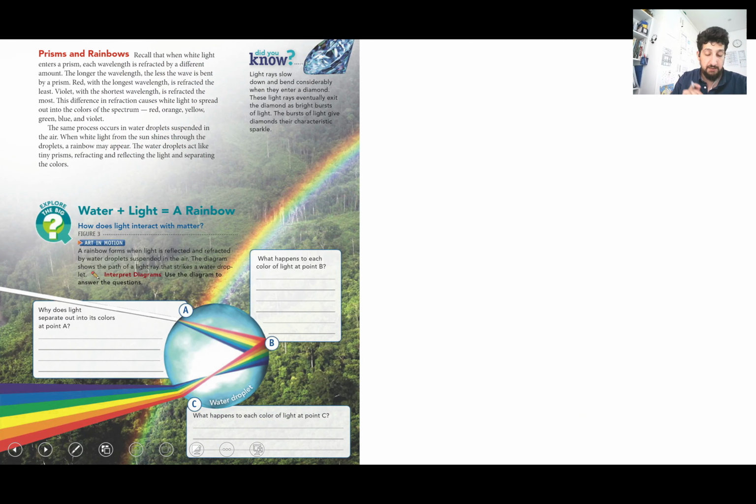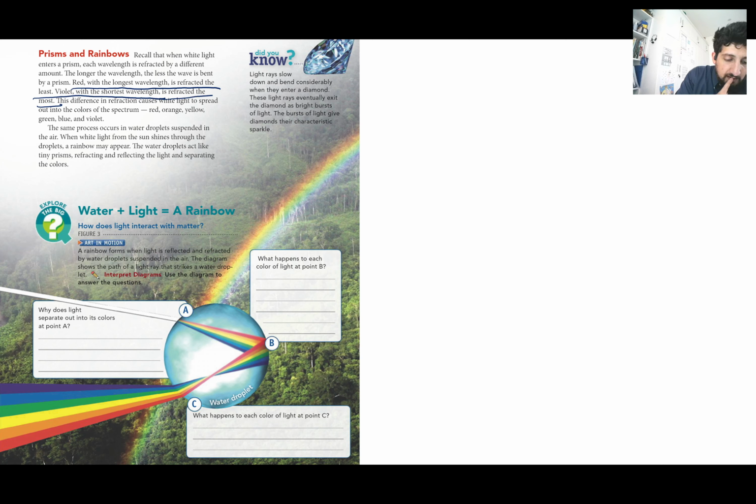Okay, let's look at the next page here. Ooh, that's lovely. Prisms and rainbows. Back to the rainbows. Recall that when white light enters a prism, what happens? Each wavelength is refracted by a different amount, which means each wavelength of light, each color, will be bent at a different angle. The longer the wavelength, the less the wave is bent by a prism. So red with the longest wavelength is refracted the least, while violet with the shortest wavelength is refracted the most. Okay, so that's quite interesting. Red is refracted the least, while violet is refracted the most.